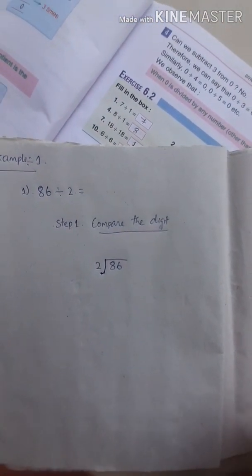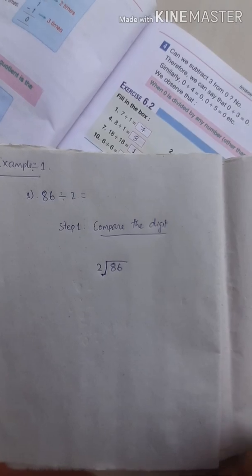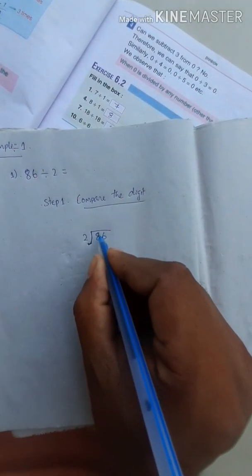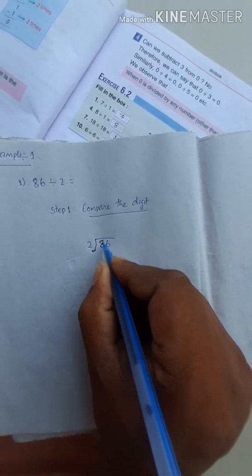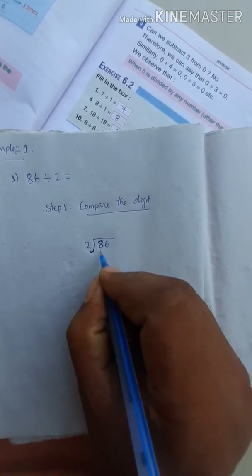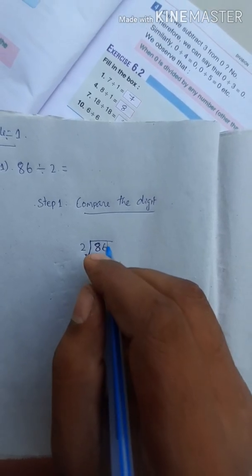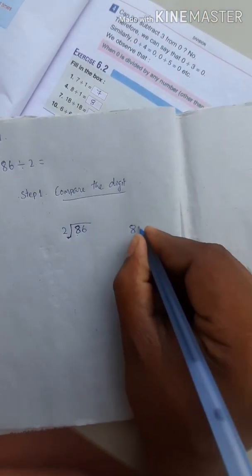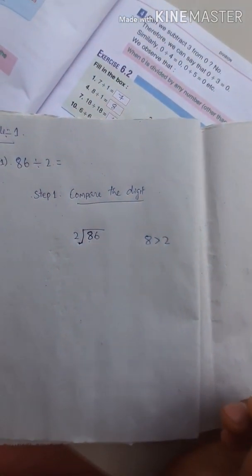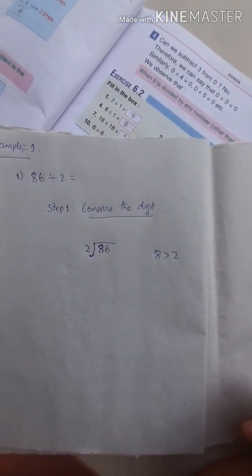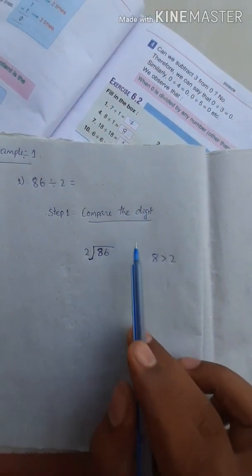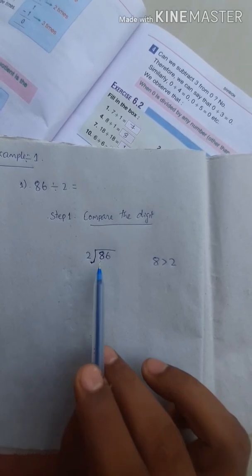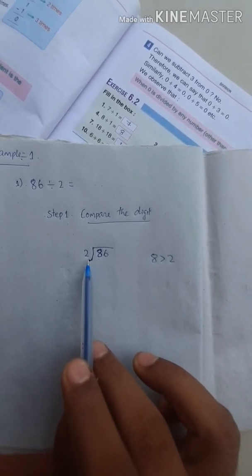First we have to compare the leftmost digit of the dividend. Which is the leftmost digit? That is 8 in the tens column. This is the leftmost digit. So students, you know that 8 is greater than 2. What is step 1? Compare the digit, and we compare the leftmost digit with the divisor.